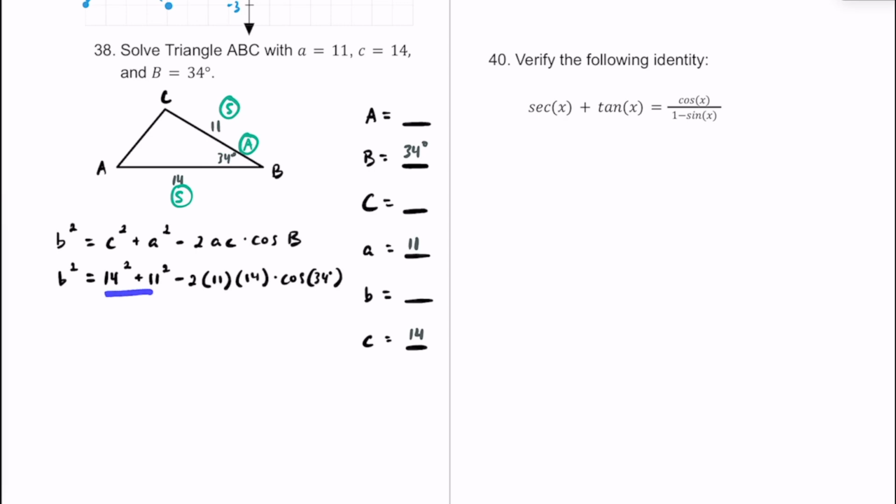Now, if we plug the entire right side into a calculator, we find that b squared is roughly 61.66. And if you take the square root of both sides, we get that the value of b is about 7.85. So roughly the side length of b is about 7.9. Go ahead and write that right over here as well.